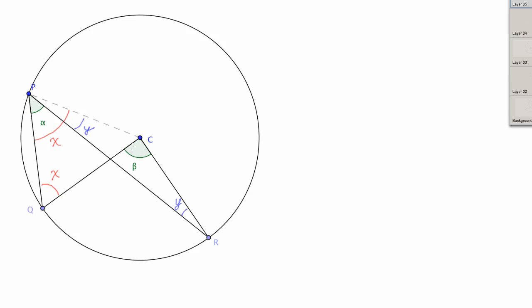Now, if we look here at C, let's label one more angle. We'll call this one R. Now we can see that R plus 2x is equal to 180 degrees. And we also have here that if we look at this triangle, PCR, we have that 2y plus r plus beta is equal to 180 degrees.